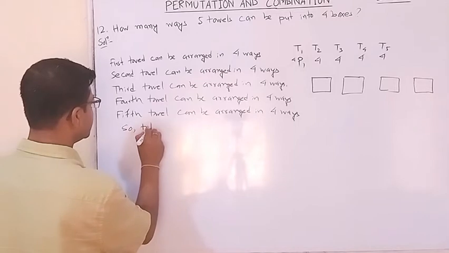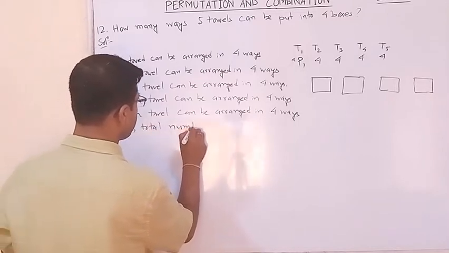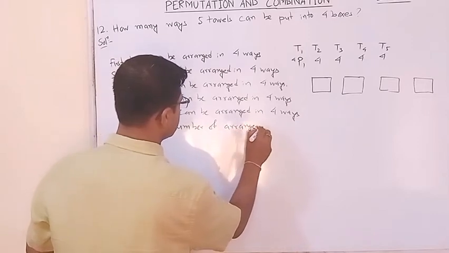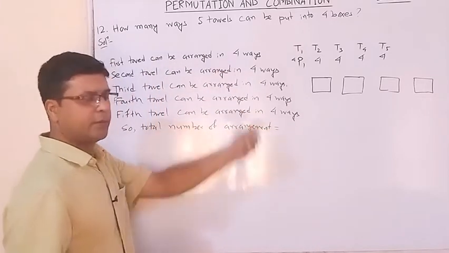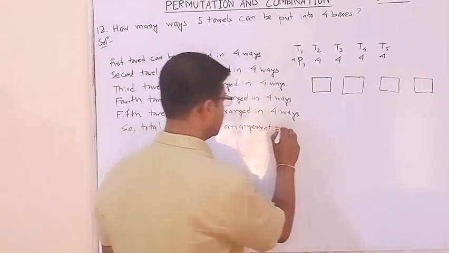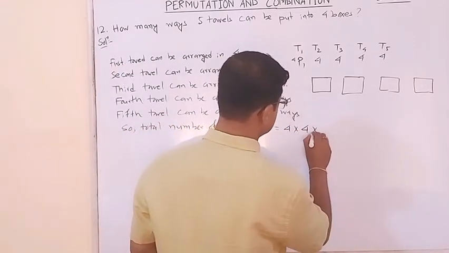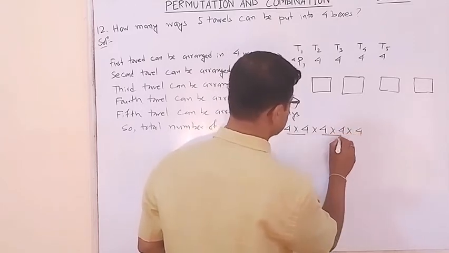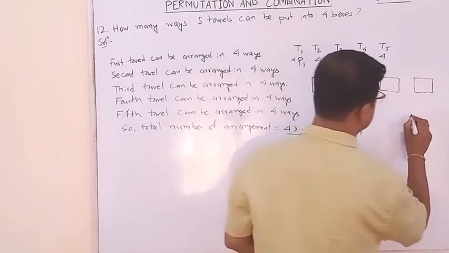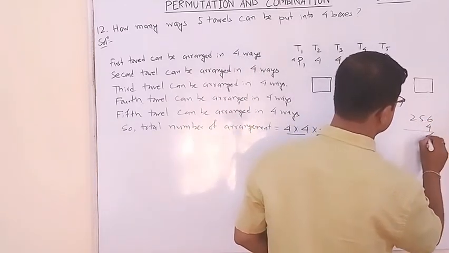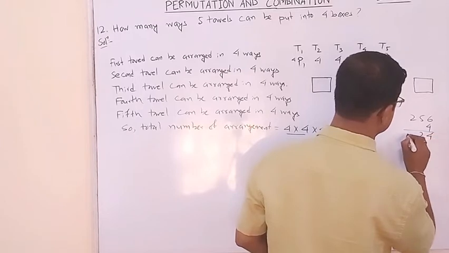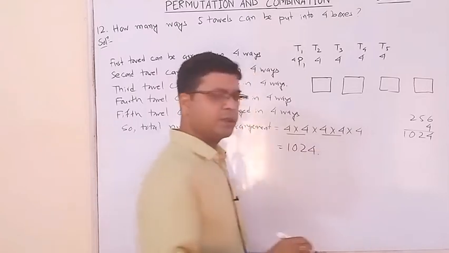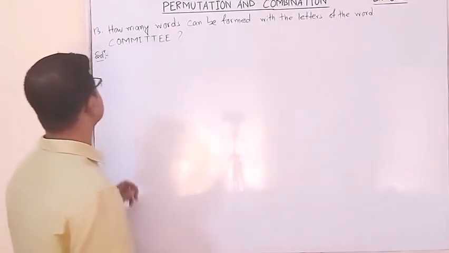So the total number of arrangements will be the product of all these 4s. How many 4s are there? 5. So let us multiply. 4 times 4 is 16, 16 times 4 is 64, 64 times 4 is 256, 256 into 4. So let us multiply. So the total number of arrangements is equal to 1024. Have you understood this? My beloved students, now let us read question number 13.